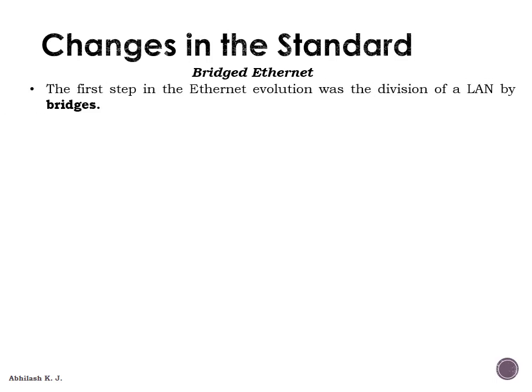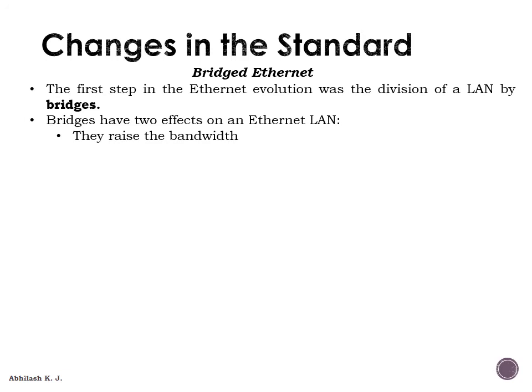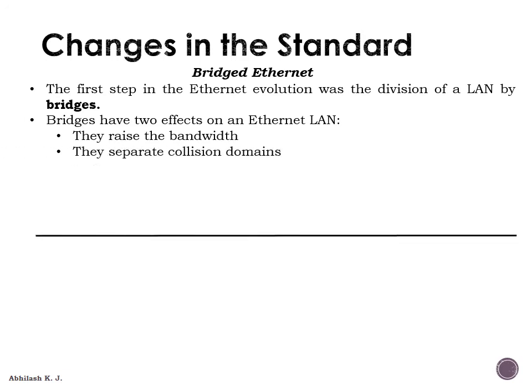Here the implementation is developed such that the LANs are divided and they are connected by bridges. Connecting the bridges has two different effects which are required to enhance the performance of the system. First one is they'll raise the bandwidth. Second one is they'll separate the collision domains. So we'll look into this example separately now.